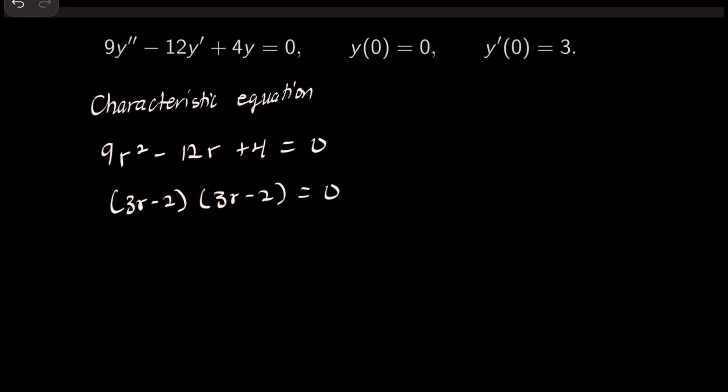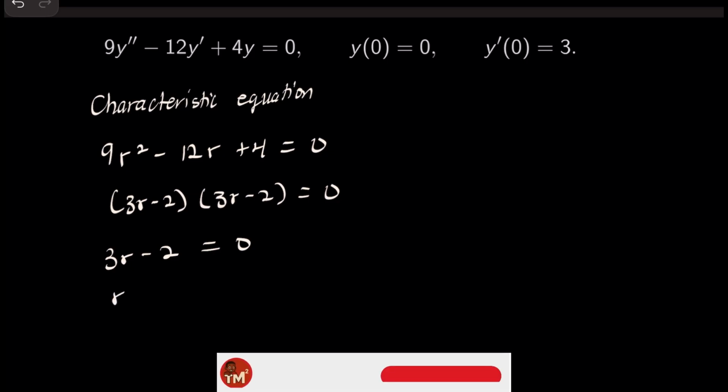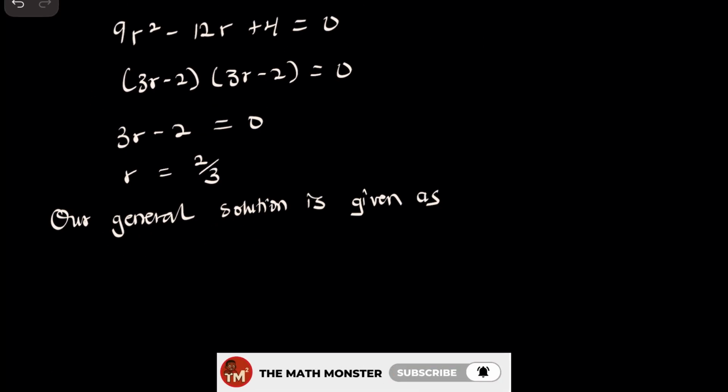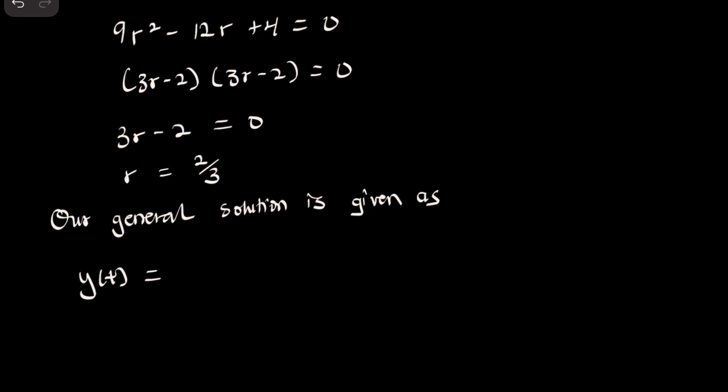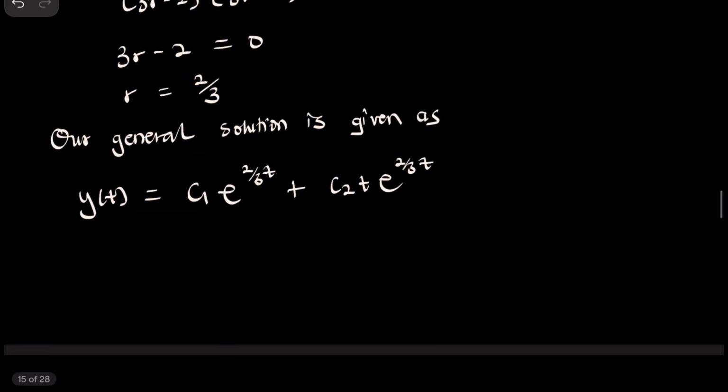So solving this gives 3r minus 2 is equal to 0. Thus, r is equal to 2 on 3. And so our general solution will be giving us y of t is equal to c1 e exponent 2 on 3t plus a constant c2 multiplying t e exponent 2 on 3t. Now let's solve for a particular solution.